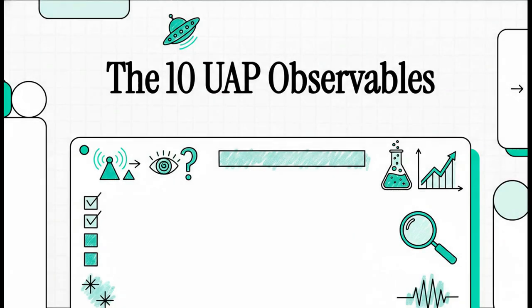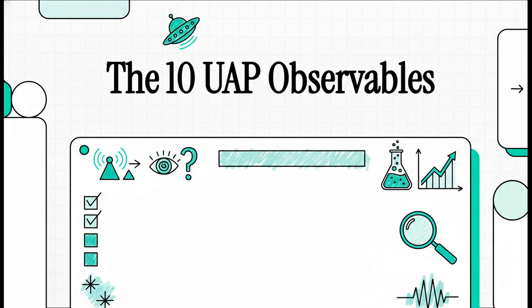All right, let's dive right in. Today, we're going to put all the speculation aside and look straight at the data on unidentified anomalous phenomena, or UAPs. So how do we get this conversation out of the realm of grainy photos and into hard science? Well, it starts with a checklist.